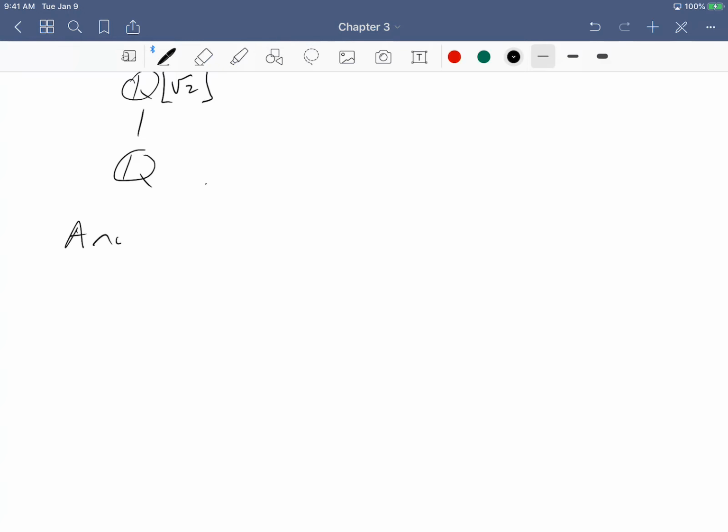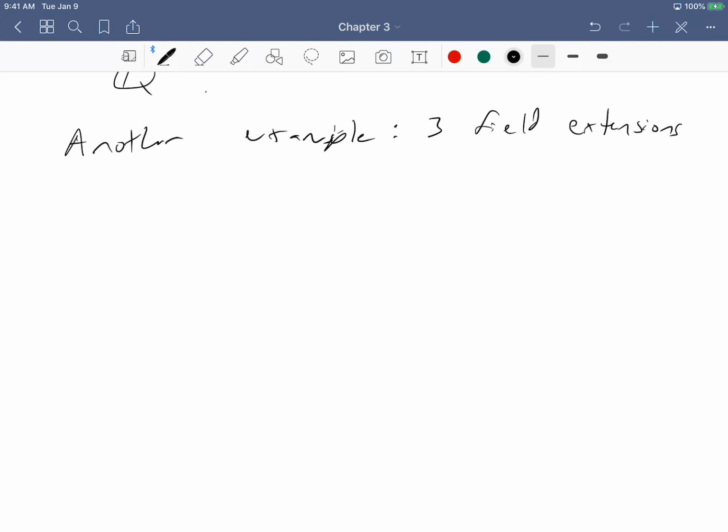So another example of this is actually going to contain 3 field extensions that are sort of all combined with each other. So in this example, our base field again is going to be Q, and above it we have Q adjoin root 2, but then I'm going to make a field extension of Q adjoin root 2 by adjoining root 3 to it. Okay, so the 3 field extensions that we have here are all contained in this one single diagram.